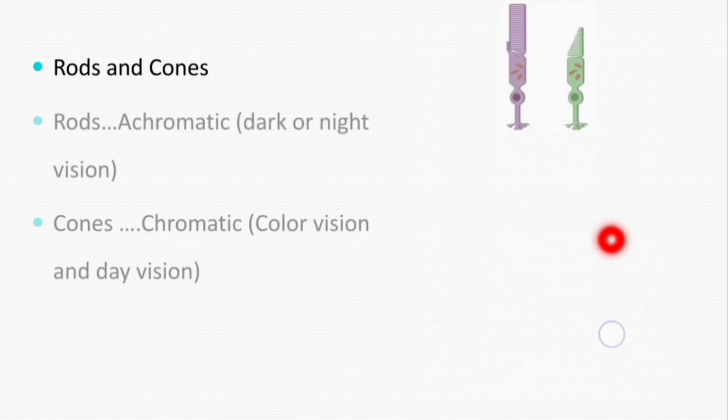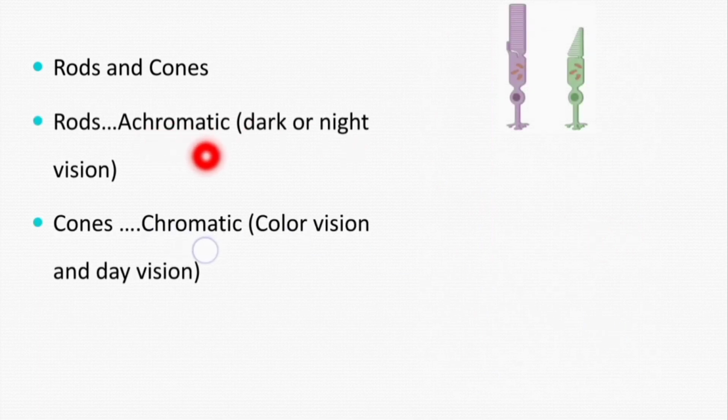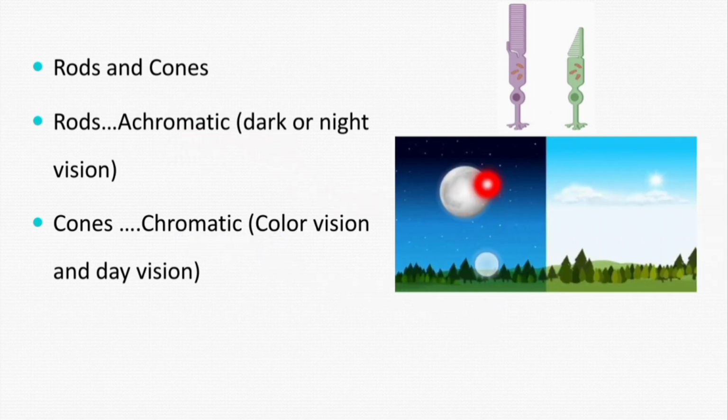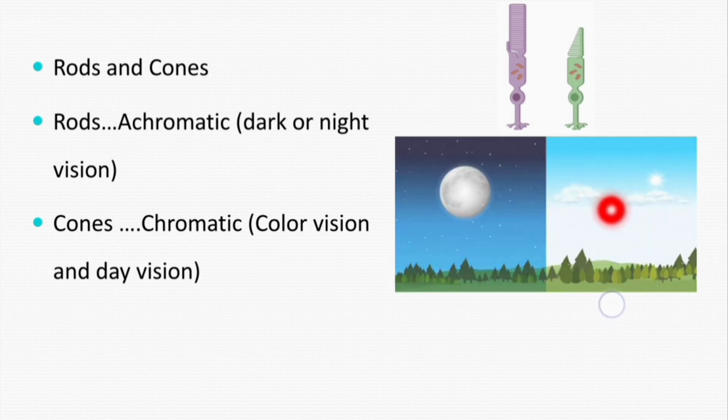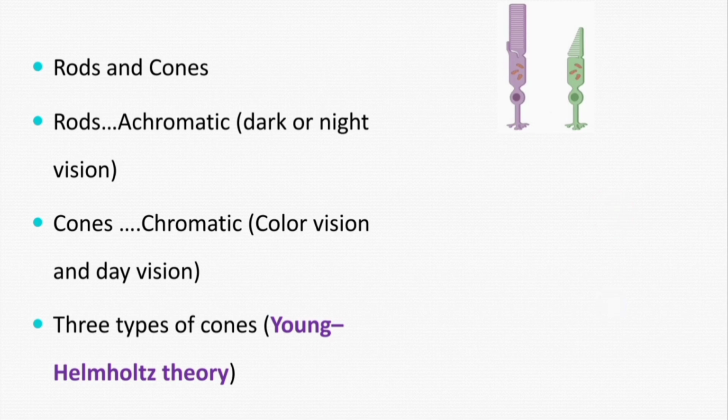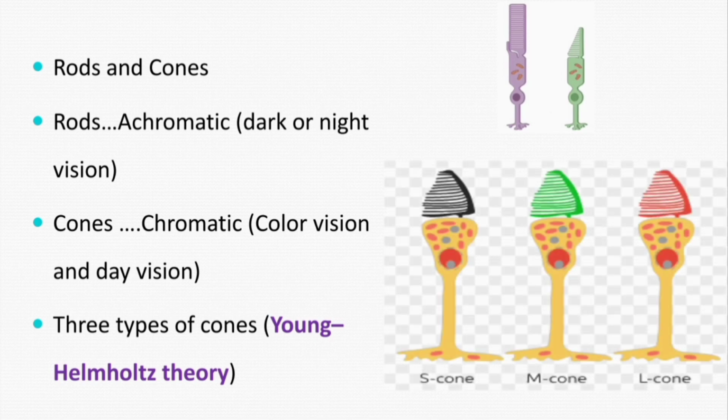Rods are meant for black and white or achromatic vision, and they are also important for night vision, okay, while the cones are meant for chromatic or color vision, and they are also responsible for bright daytime vision, okay. So according to the Young-Helmholtz theory of color vision, there are three basic types of cones in our retina, that is red cones, green cones and blue cones.